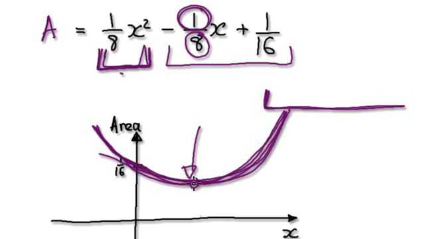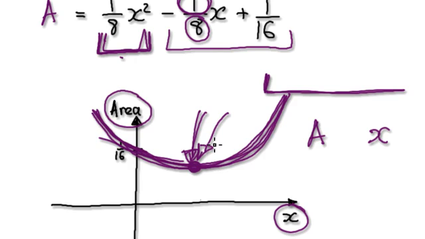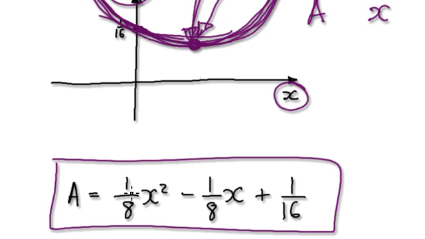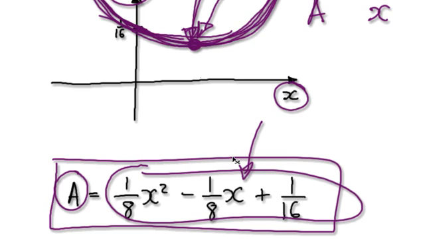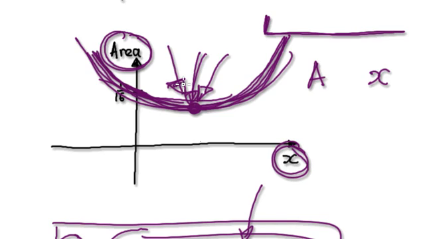So let's try and investigate this point here. Now we've got a graph of area versus x. All we care about is where the gradient will be 0. So let's just differentiate this. At the moment we've got a formula for area versus x, and we just want to find out where the gradient will be 0.